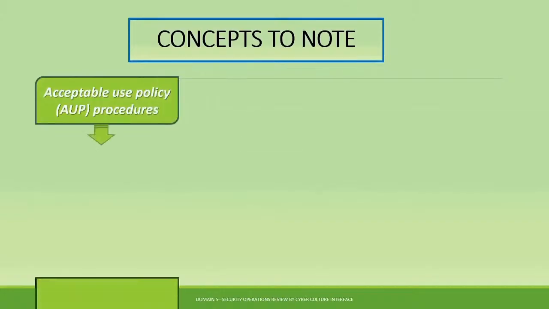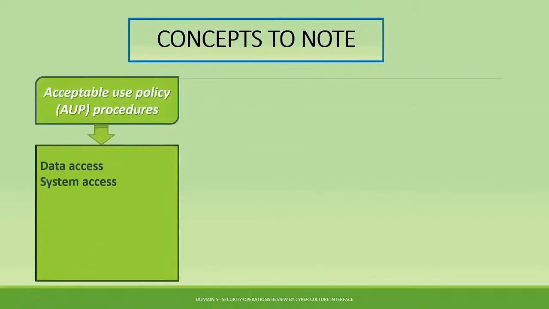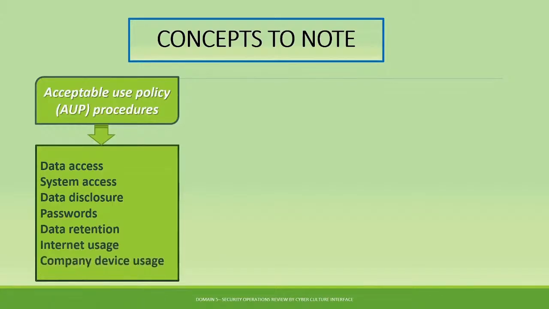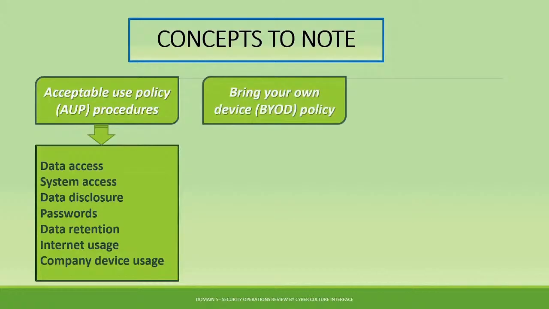Other policies that could be considered are acceptable use policy procedures. So these are policies that talk about how to handle data access, system access, how disclosure of data is handled, passwords again, data retention, how long you keep data within your system, internet usage, how you make use of the internet, what kind of sites you should and should not browse, then company device usage. So these are acceptable use policies.